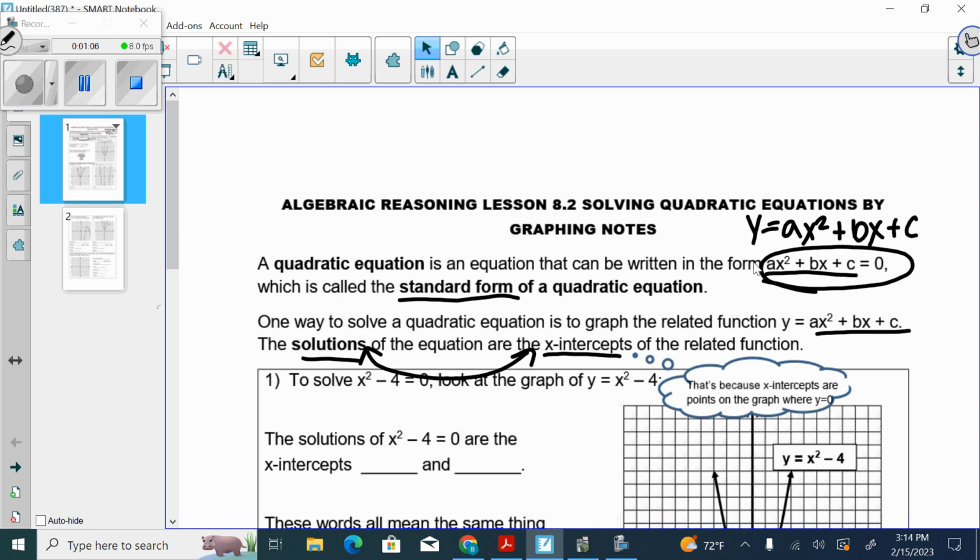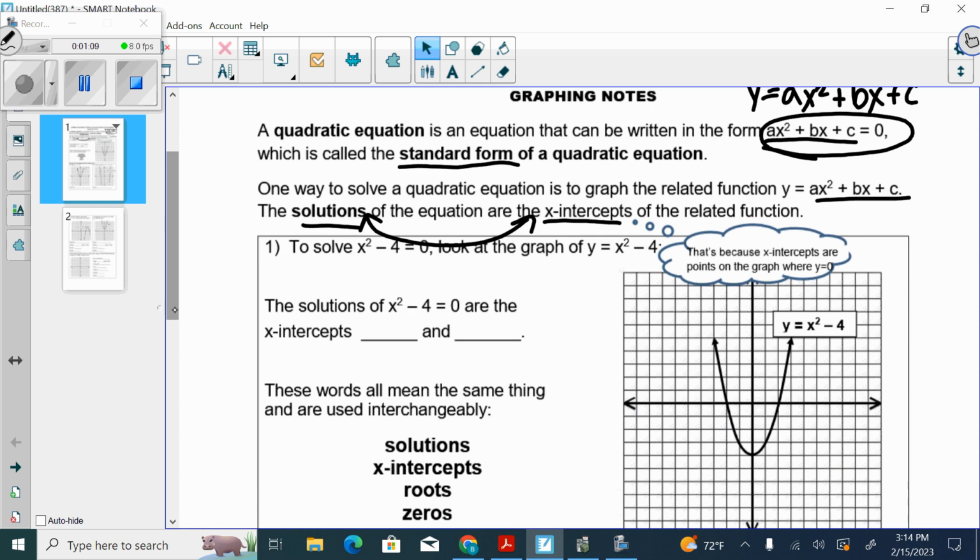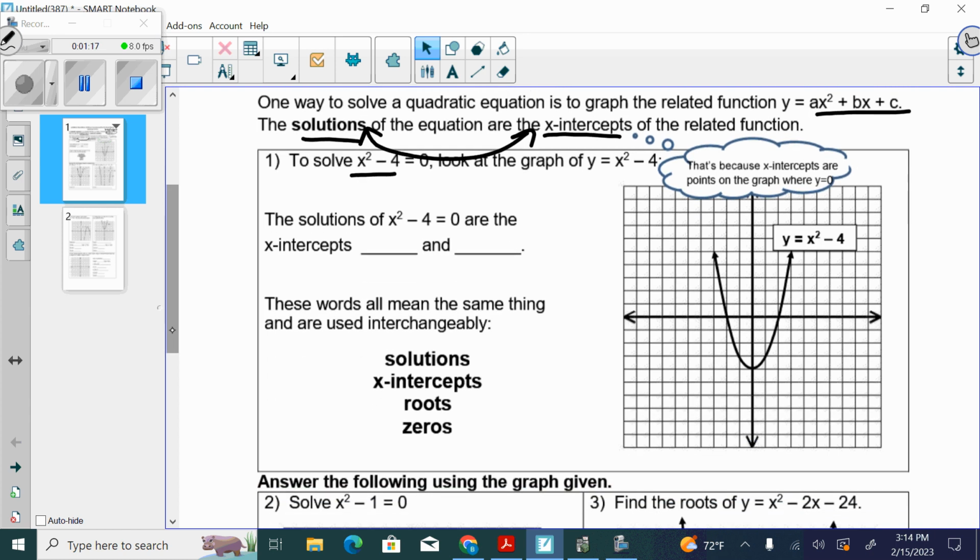All right, so keeping that in mind, it gives us this equation. It says to solve x squared minus 4, look at its graph. The solutions of x squared minus 4 equals 0 are the x-intercepts blank and blank. So what are my x-intercepts on this graph? This one's at -2, this one's at +2. So they're at these two coordinate points. So the x-intercepts are -2 and 2. And again, solutions, x-intercepts, remember those mean the same thing, okay?